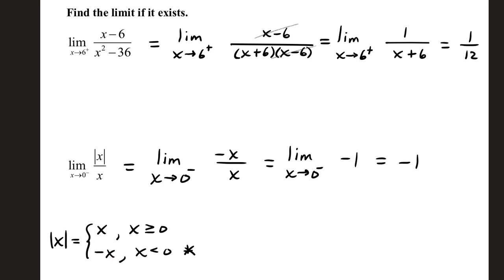Replace your numerator with the definition of absolute value of x. When the x's are negative, that's negative x over x, which is negative 1. That's a fixed constant value, so your limit value is negative 1.